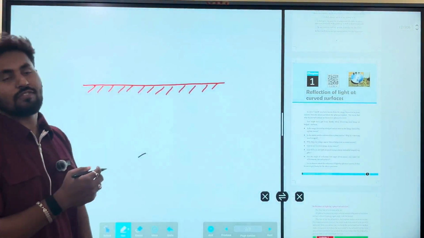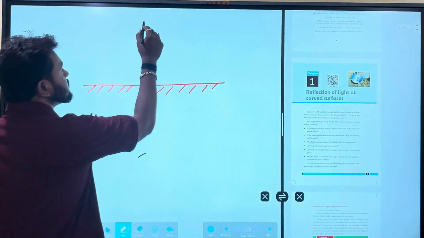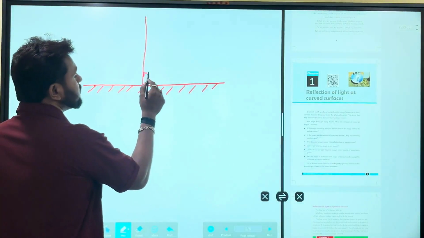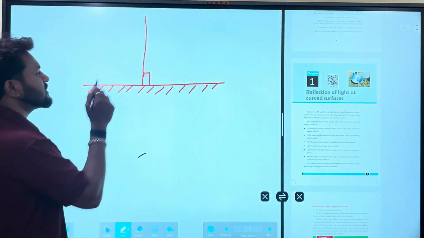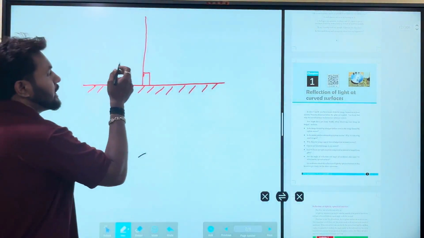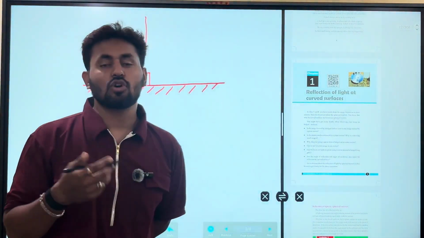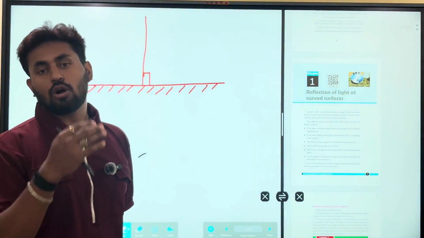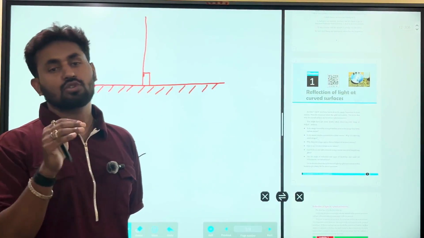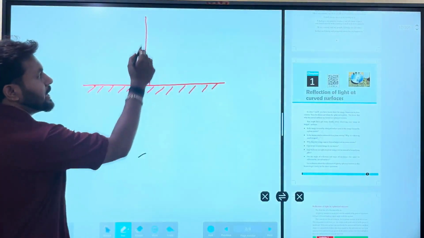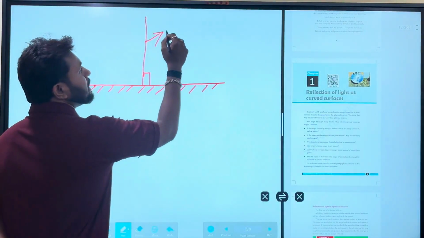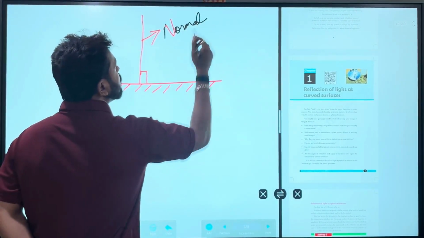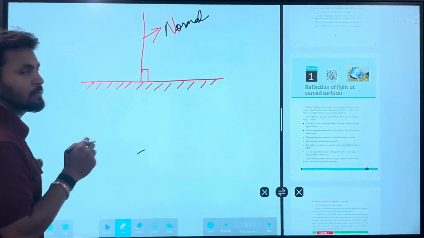Now coming to the laws of reflection. First, we have a line drawn from top to bottom making 90 degrees to the base. This is nothing but a normal line. In maths you might have learned what a normal line is. A normal line is a line drawn from top to bottom to the base making 90 degrees to the base. This is the sign of 90 degrees. It is a normal line. Let me label it for you. This is the normal, which is making 90 degrees to the base.